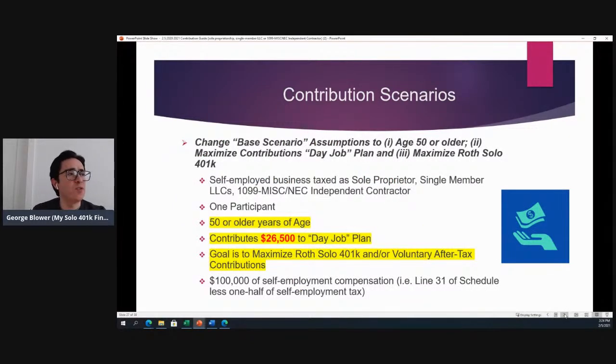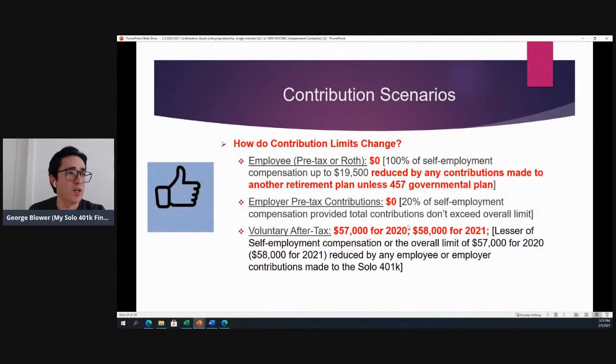Okay, let's go back to the base, and let's assume this person is 50 years or older, contributes $26,500 to their day job, so they maximize their employee contribution to their day job, and they want to maximize the Roth and/or voluntary after-tax contributions to the solo 401k. So they cannot make any employee contributions because they already used up their bucket. They don't want to make any employer contributions because they're just focused on Roth or voluntary after-tax. So again, this same person would put in $57,000 or $58,000 as an after-tax contribution.